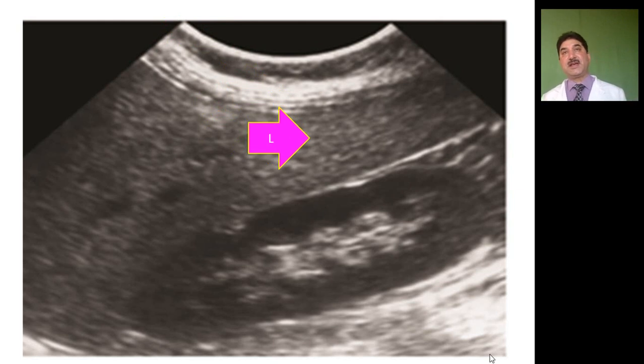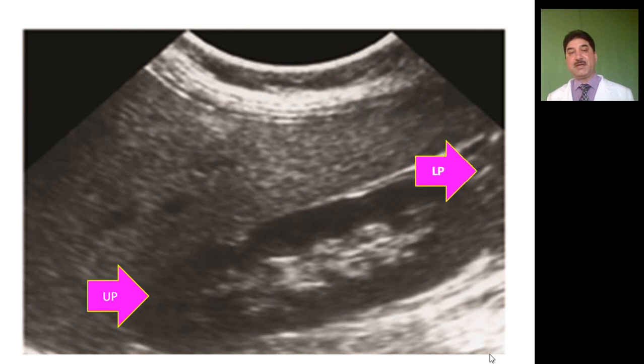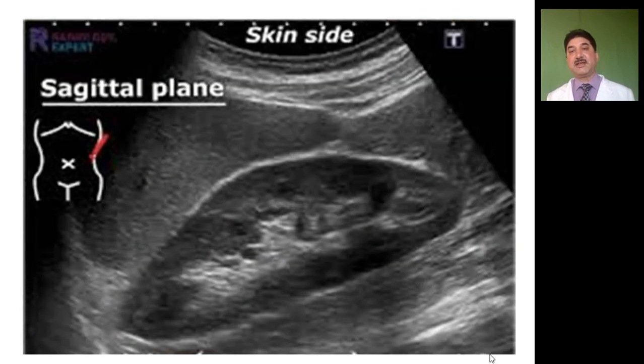Now identify L and identify K. L is the right lobe of the liver, K is the right kidney. Identify UP and LP. UP is the upper pole of the kidney and LP is the lower pole of the kidney. Lower pole of the kidney lies medially and upper pole of the kidney lies laterally.